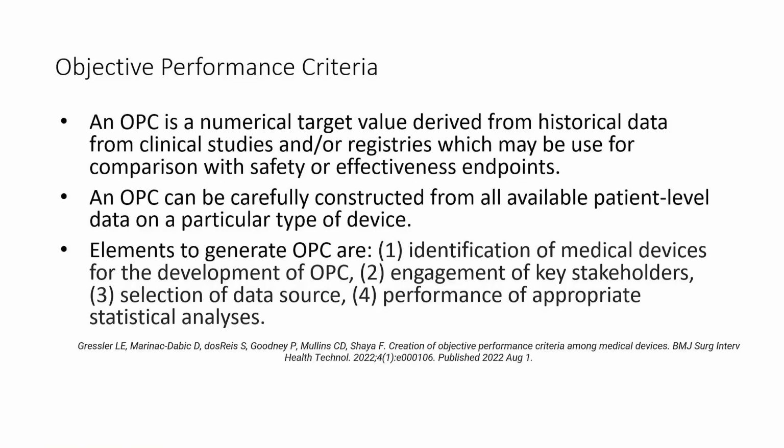Objective performance criteria, if we define it, is a numerical target value derived from historical data from clinical studies and/or registries, which may be used for comparisons with safety and effectiveness endpoints. So this is always a decision matrix. We need to always define our outcome measures by matrix, right? Objective performance criteria is very important for any sort of tissue constructs, biomaterials, medical device testing, and surprisingly it's not there for the majority of these categories because there is a lack of literature.